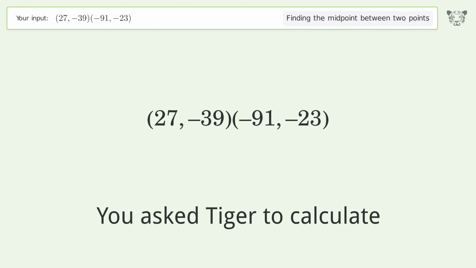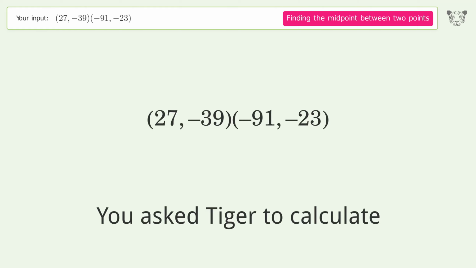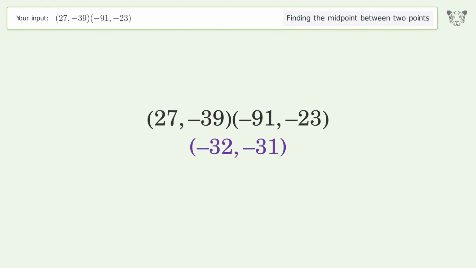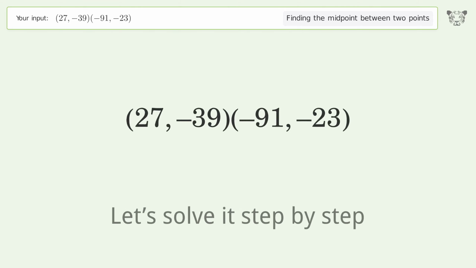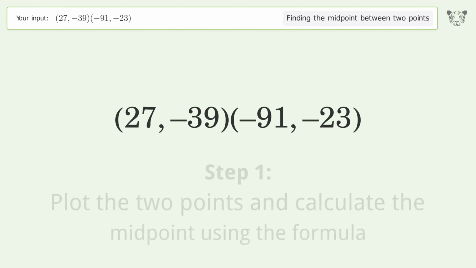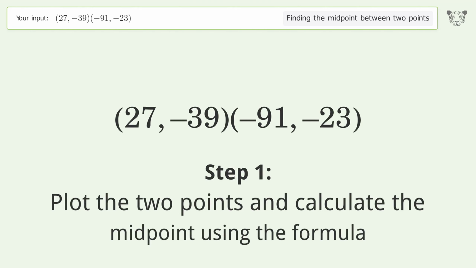You ask Tiger to calculate. This deals with finding the midpoint between 2 points. The midpoint between the 2 points is (-32, -31). Let's solve it step by step. Plot the 2 points and calculate the midpoint using the formula.